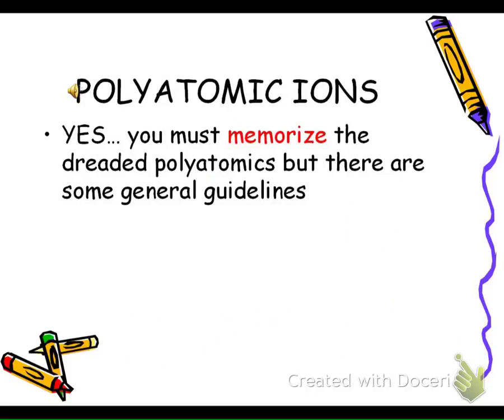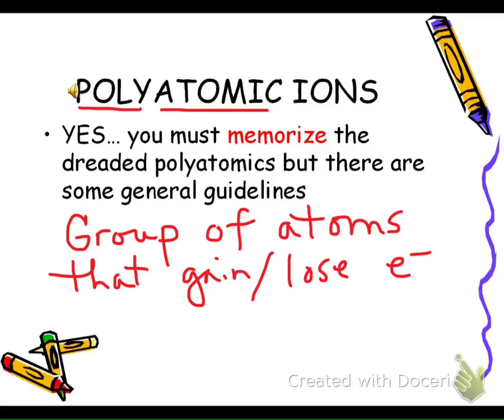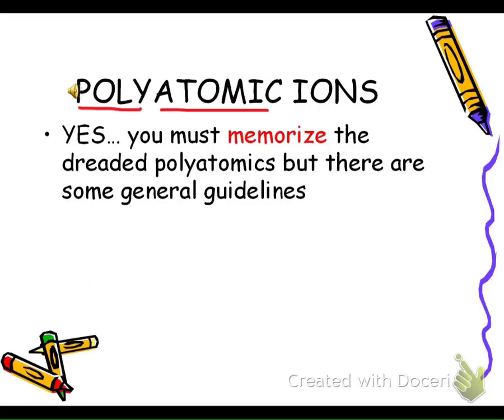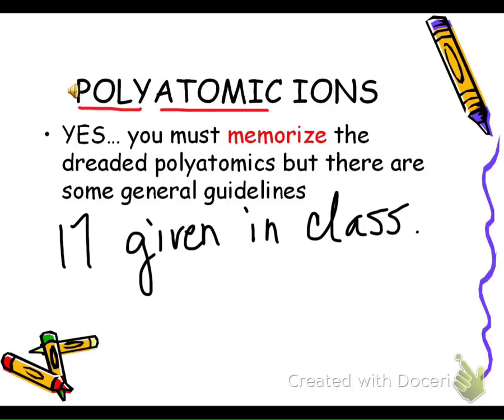The last group of ions are known as polyatomic ions. Unfortunately, these require some memorization, but a couple guidelines will help us simplify it a bit. Poly means many atoms, so these are groups of atoms that collectively have gained or lost electrons. Think of them as little gangs. There are 17 that I am asking you to know, and you can find those on page 53 in your textbook.